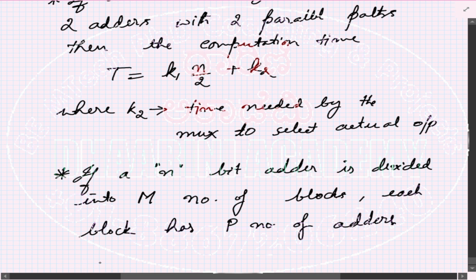The total delay consists of two parts. What is the first part of the delay? The first part of the delay is through the first block, and the second part is through the multiplexer. So that is the propagation delay of the adder blocks, and the second one is the propagation delay of the mux. Therefore, the capital T is equal to, the first part is P times K1 plus M minus 1, the number of muxes you use, into K2.